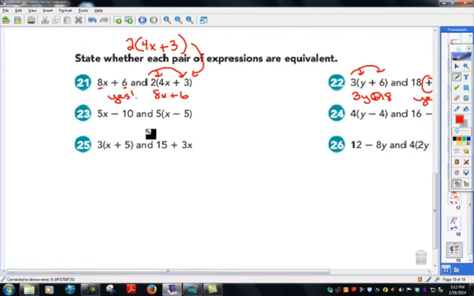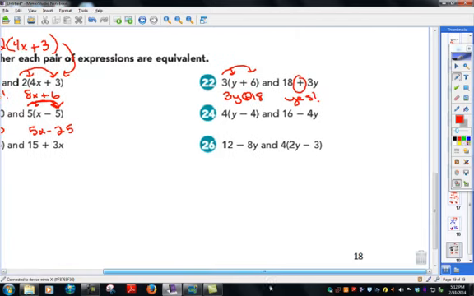Okay, let's expand this one. 5x minus 25. Are those the same? Clearly not. What mistake did they want you to make there? They wanted you to add 5 and 5 and get 10. That's where that came from. So those are not equivalent.